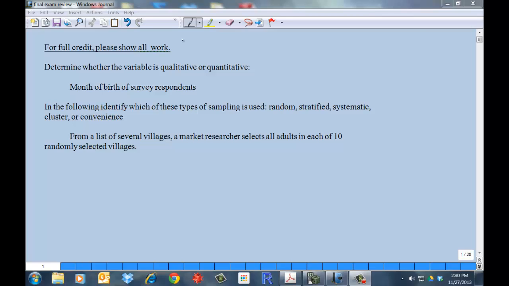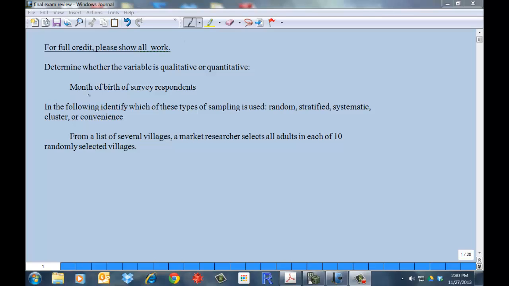So categorical variables are things like colors, car type, Ford, Chevy, Toyota, smoking versus non-smoking, freshman, sophomore, junior and senior, so on and so forth.